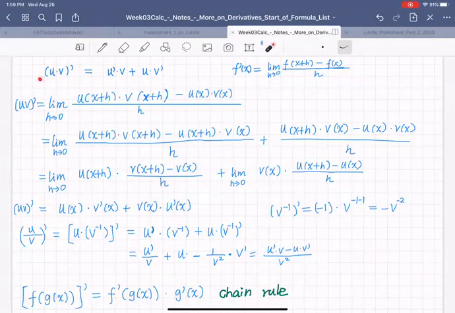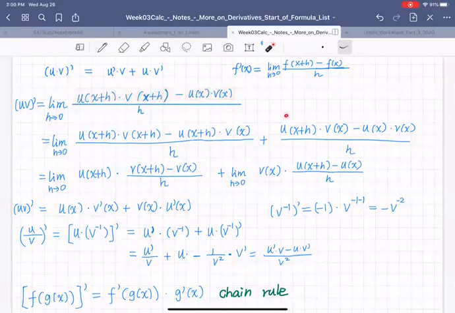So in this way, we can do the product rule. The derivative of UV becomes U derivative times V plus U times V derivative. This is starting from our derivative definition: U of x plus h times V of x plus h minus U of x and V of x.